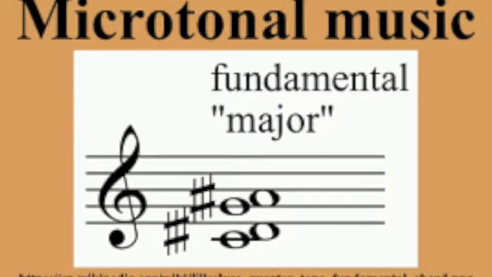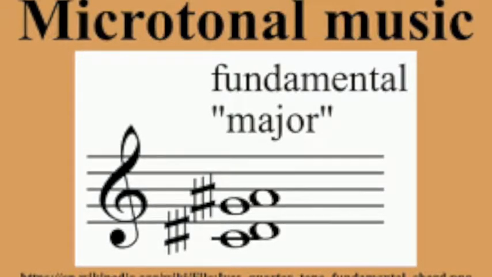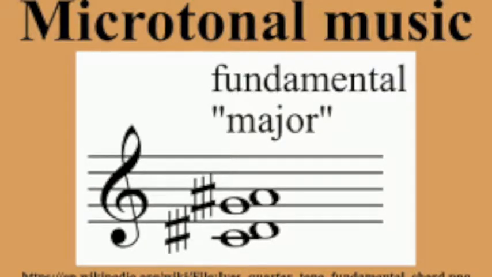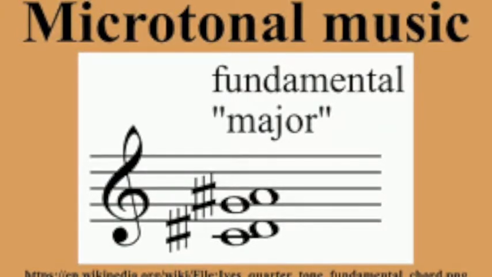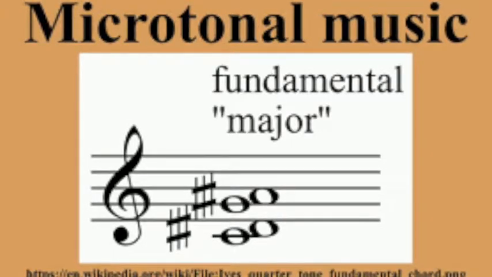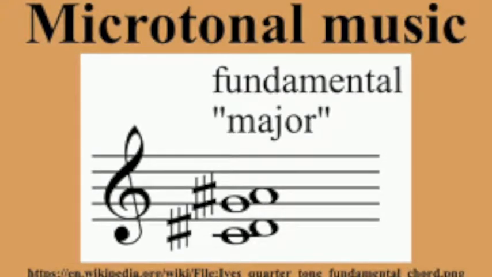And Ivan Wyschnegradsky used the term ultra-chromatic for intervals smaller than the semitone and infra-chromatic for intervals larger than the semitone. This same term has been used since 1934 by ethnomusicologist Viktor Belyaev in his studies of Azerbaijan and Turkish traditional music.